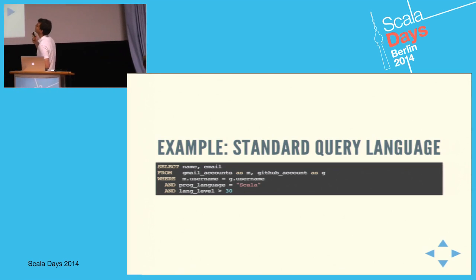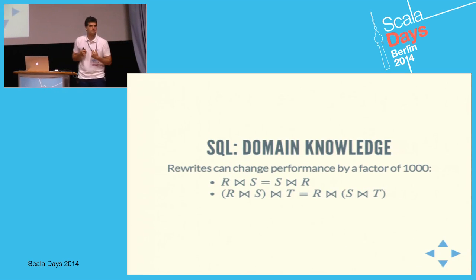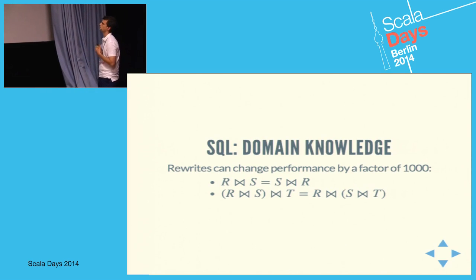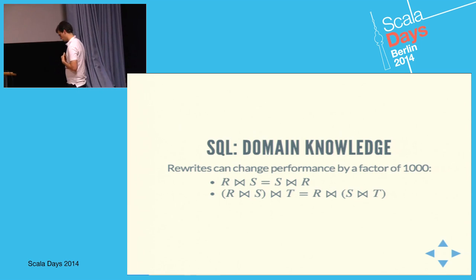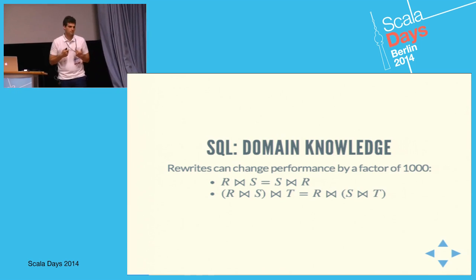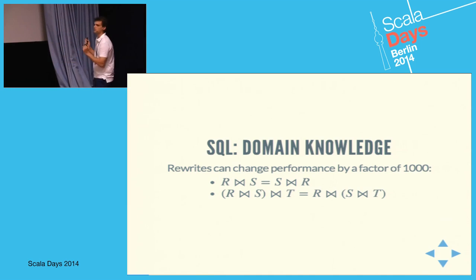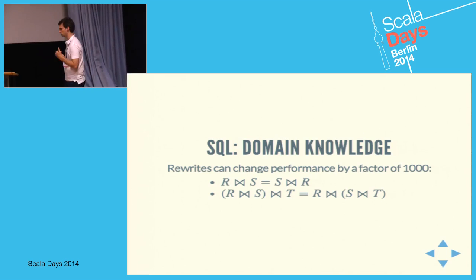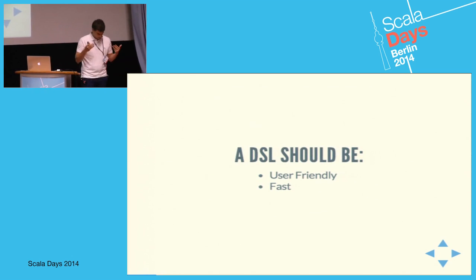And with SQL as well, because it's a very restricted domain, we can apply rules that we otherwise wouldn't be able to. We know, for example, that natural joins are commutative and associative, and this can improve the performance of our queries by a factor of 1,000. So when I say DSL, this is the DSL I talk about, not XML or HTML or whatever else.